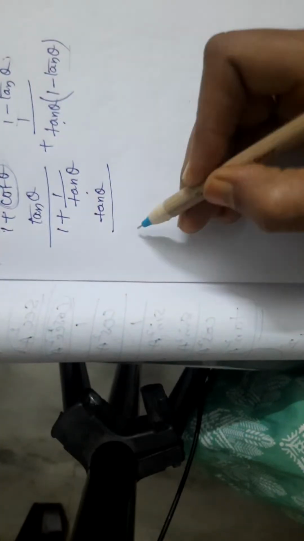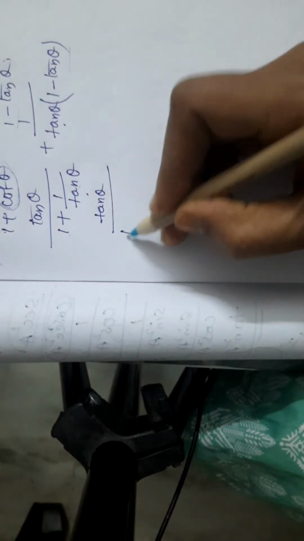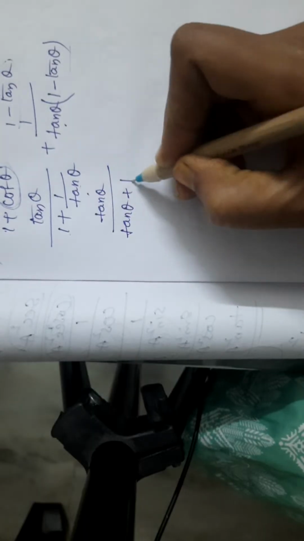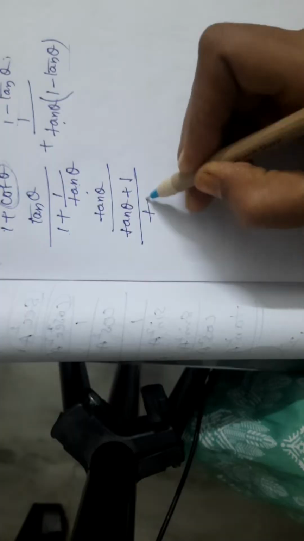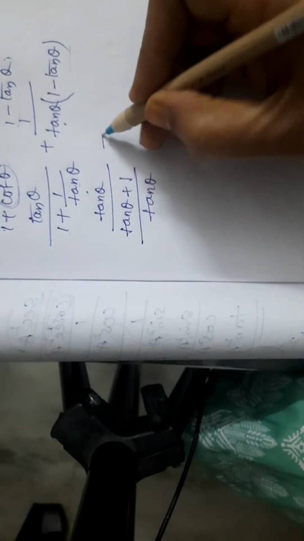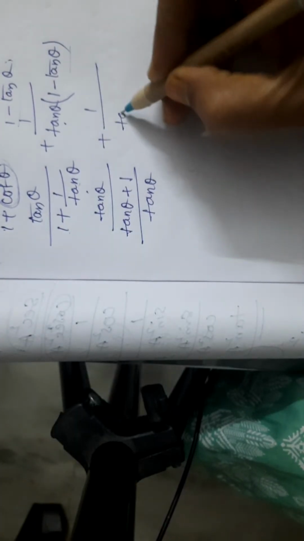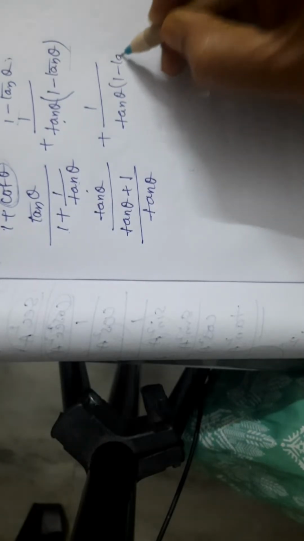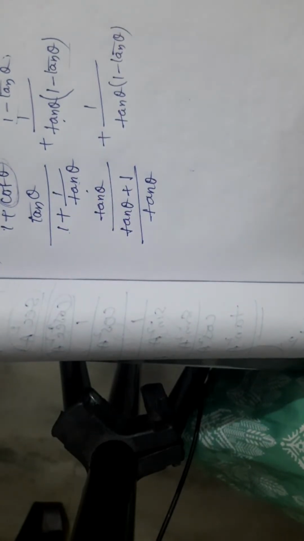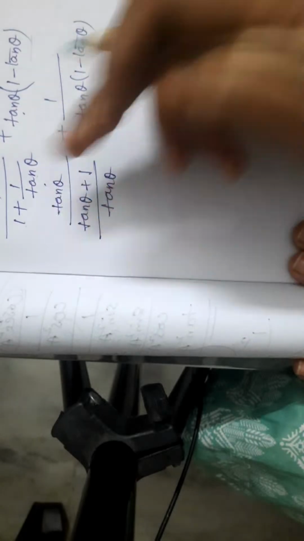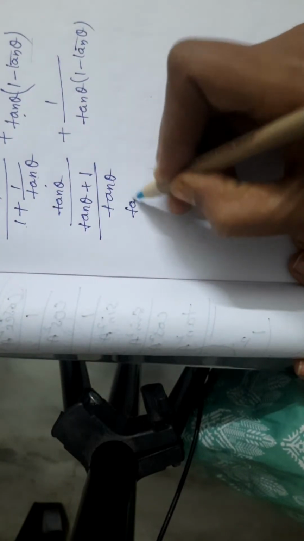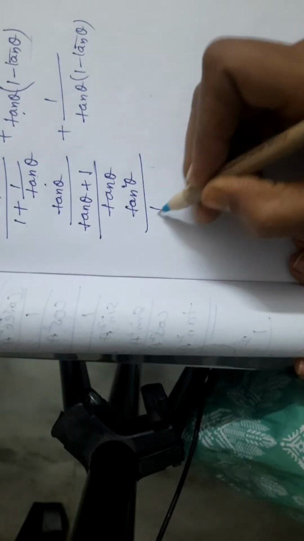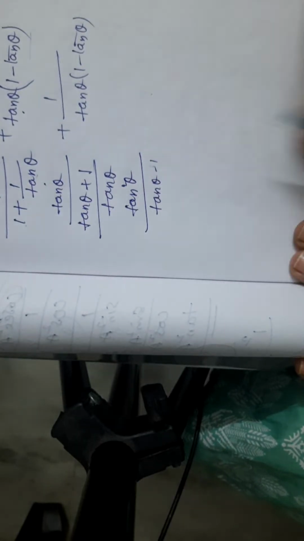Now tan theta, this will take LCM. So it's tan theta plus 1. tan multiplied by 1 is tan theta plus 1. Denominator again tan theta is there. 1 upon tan theta, 1 minus tan theta. Now this tan theta will get reciprocal. So they are in division. So tan multiplied by tan is tan square theta upon tan theta minus 1.